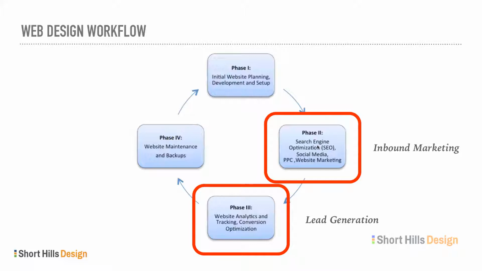Phase 2 is getting people there. Phase 3, once we're there, how do we get them? So phase 2, search engine optimization, driving traffic, whatever we can do, that's inbound marketing. The purpose of inbound marketing is to get people to your website. And once they're on your website, that's where we look at lead generation. That's where we have them.